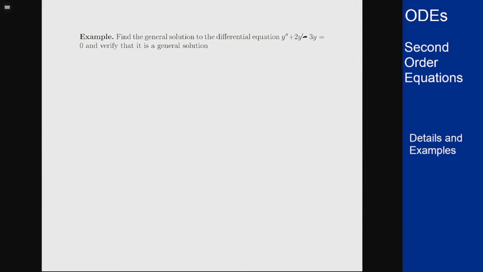For this example, we want to find the general solution to the differential equation y double prime plus 2y prime minus 3y equals 0, and verify that it is a general solution. So to do this, we first need to find two solutions from somewhere. And how do we get those?